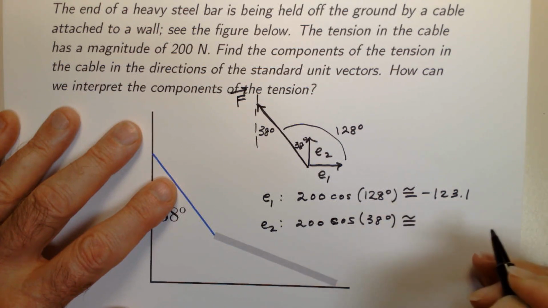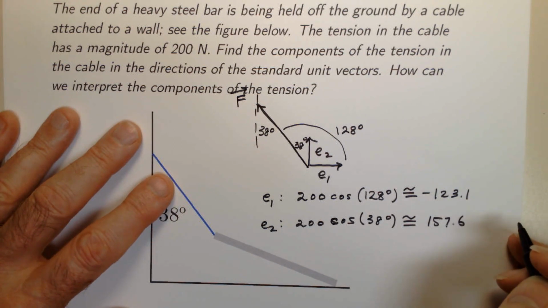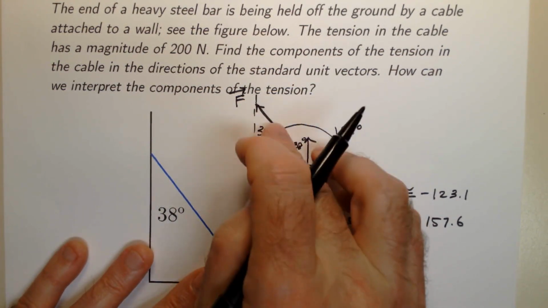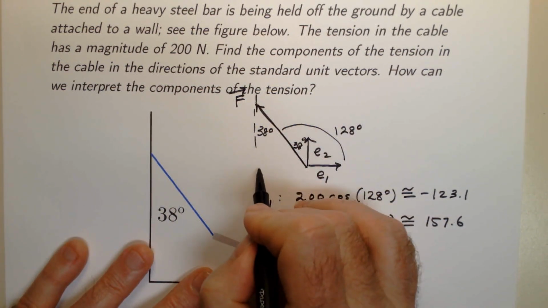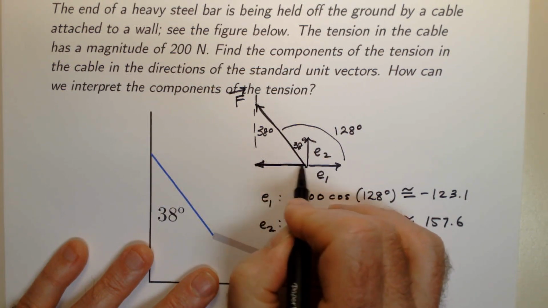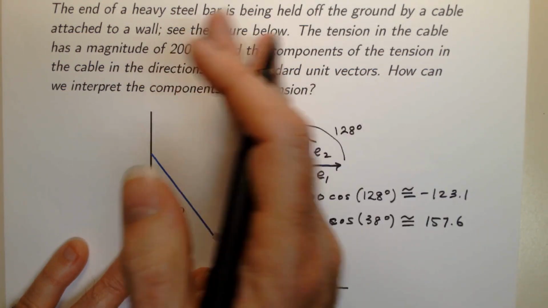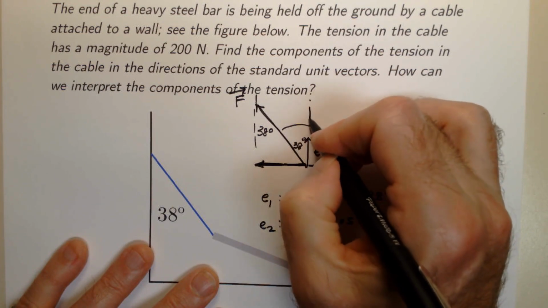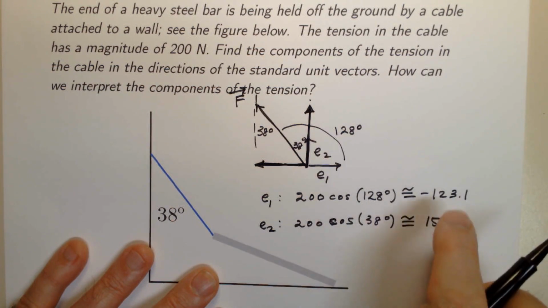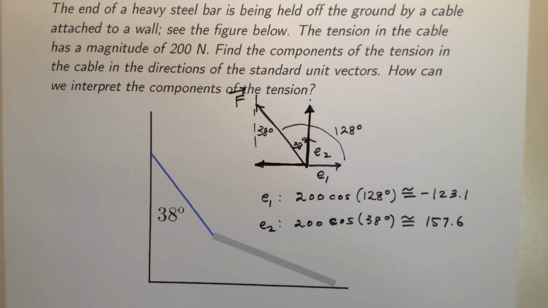And again, that's going to be approximately 157.6. Okay, now this should look right. The picture we should get is when we resolve this force vector into these two components, the projection onto E1 is going to be pointing in this direction, and that corresponds to scaling E1 by a negative number. And when I project onto E2, I'm going to see a projection that looks about like this, and that conforms to scaling E2 by a positive number. So this conforms to what we'd expect from the picture that we're seeing.